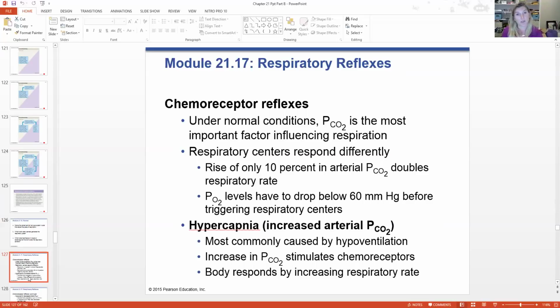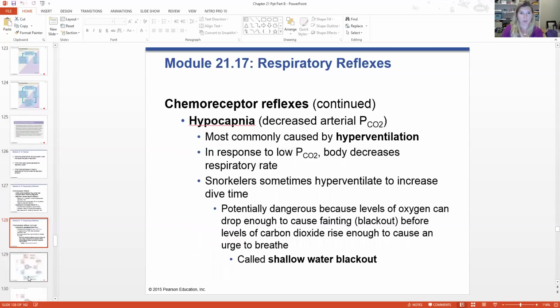Hypercapnia is the increased arterial partial pressure of carbon dioxide. It's most commonly caused during hypoventilation, when you're not breathing fast enough. An increase in partial pressure of carbon dioxide is going to stimulate those chemoreceptors, increasing your respiration rate. Hypocapnia is most commonly caused by hyperventilation, when you're breathing too fast. This is in response to low carbon dioxide levels, so your body's going to decrease respiration rate. Snorkelers will sometimes hyperventilate to increase their dive time, right?